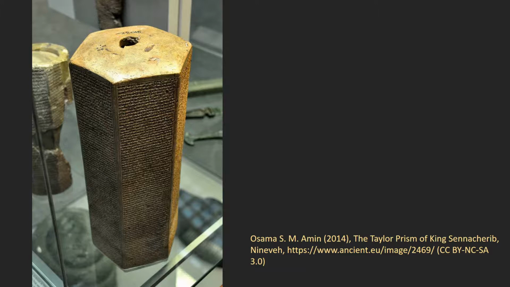One of them you see here, the so-called Taylor Prism or Prism of Sennacherib. It contains a report in Sennacherib's own voice of 8 campaigns, the third of which is the one we're talking about here. It even mentions Hezekiah, and later in this talk I'll quote from it.